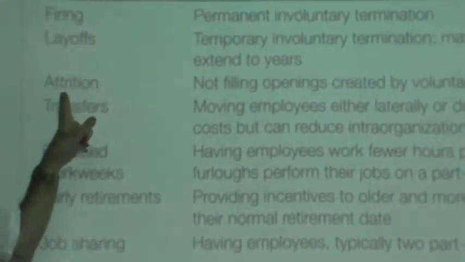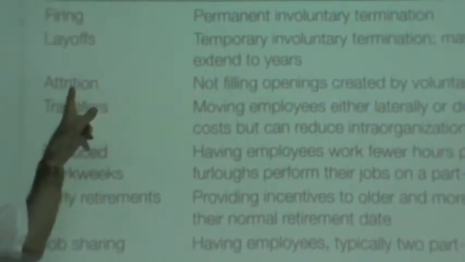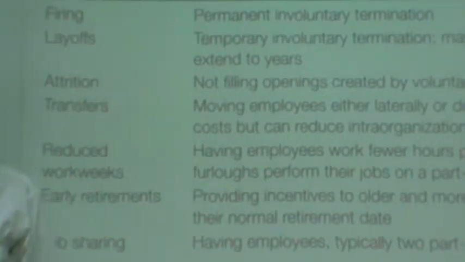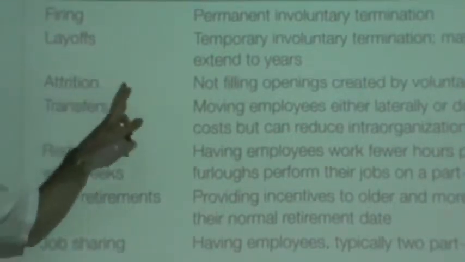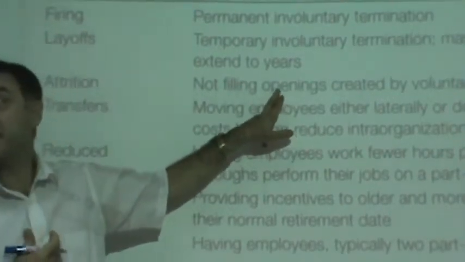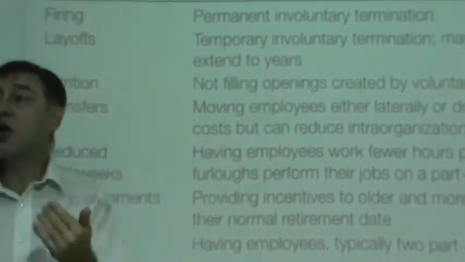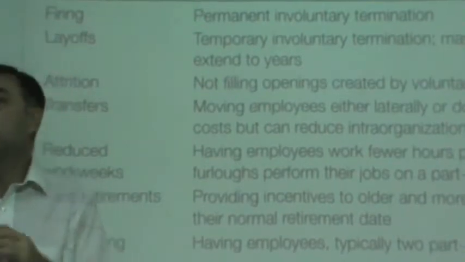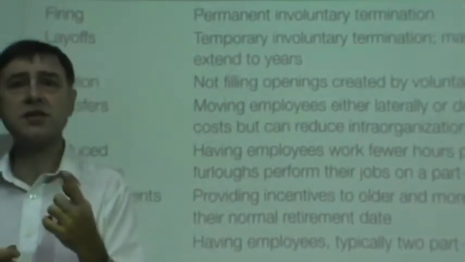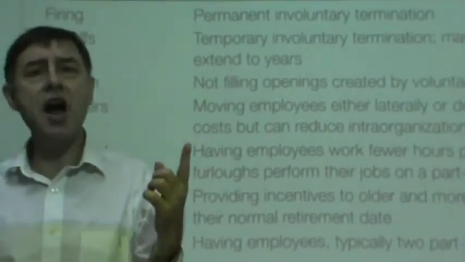Number 3 is called attrition. In attrition, you reduce the number of people by not filling any openings, so you don't hire new people, and some people leave. People leave because, why would people leave a job?